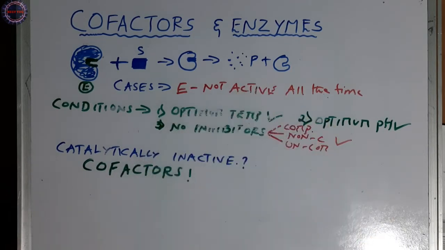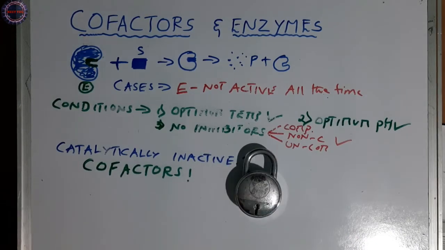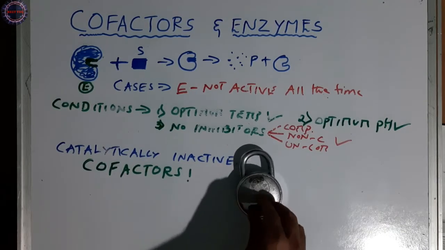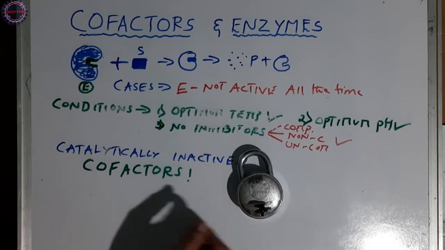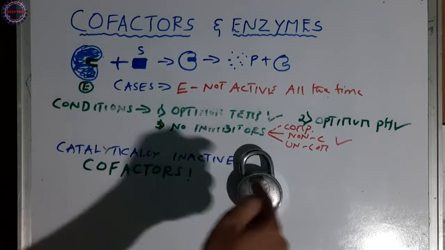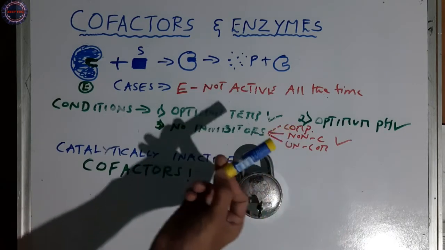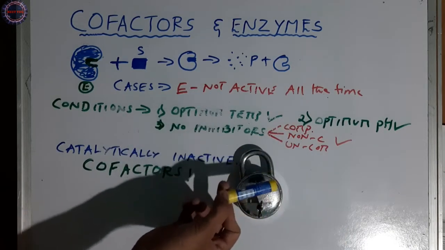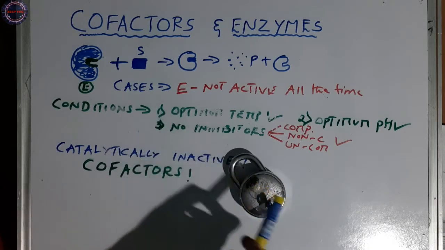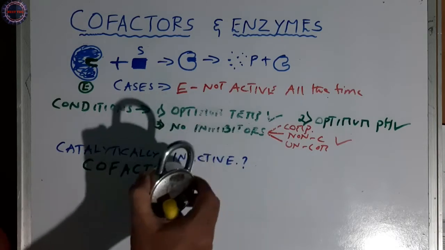Got it? So it's not like this lock can be opened simply by this particular key. It's not like that. This lock is the enzyme and this key is the substrate. No, to open this I have to supply a special person, that is the cofactor. The cofactor should bind to the active site, then the substrate will bind to the active site. This is how the enzyme works. So I'm just activating this enzyme catalytically.